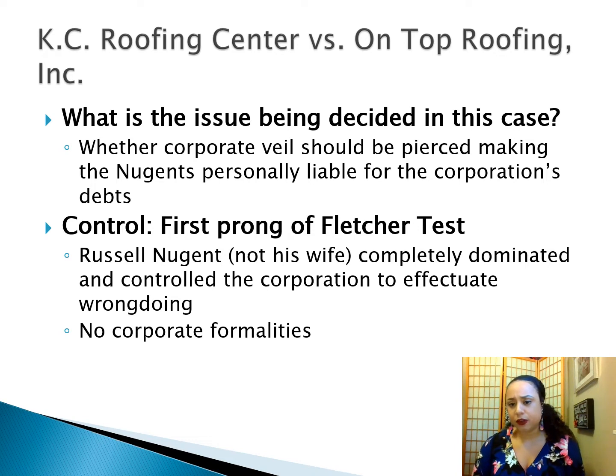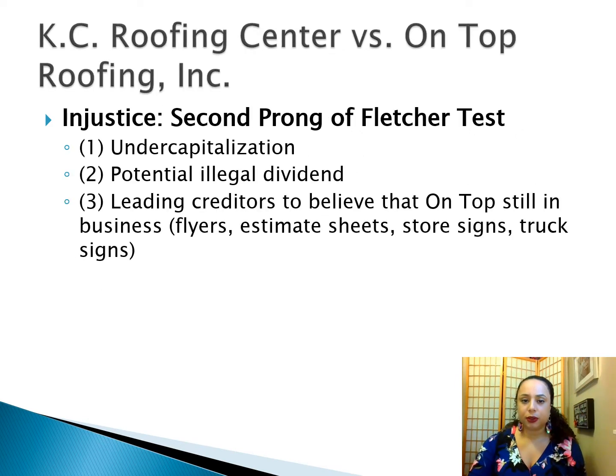And so the first prong of our Fletcher test deals with the extent to which the shareholders controlled the corporation so that it had no mind of its own. Here the court found quite easily that Russell Nugent, and not his wife, completely dominated and controlled the corporation to effectuate the wrongdoing. There were even statements that were made, which we'll get to later, where he admitted that he completely controlled the corporation. The court didn't directly mention this, but there didn't seem to be any sort of corporate formalities that were followed. And so here there's a clear case of control. That brings us to our second prong.